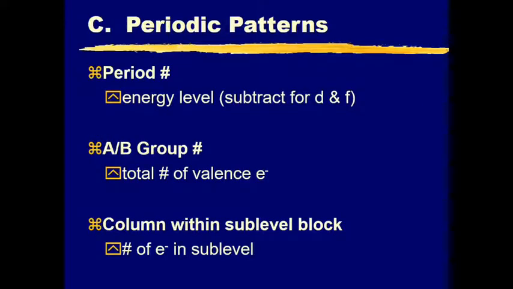So again, period number represents your energy level. So you've got 7 of those. We are ignoring the AB group number, and then the columns within your sublevels tell you the number of electrons in the sublevel. So if we are group 1 or group 2, that's 1 or 2 electrons within S. Group 13, that would be 1 electron in P. Group 14 would be 2 electrons within P, because we're counting over within the group.